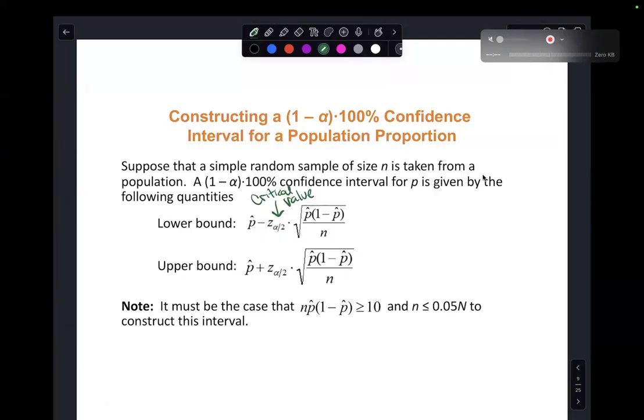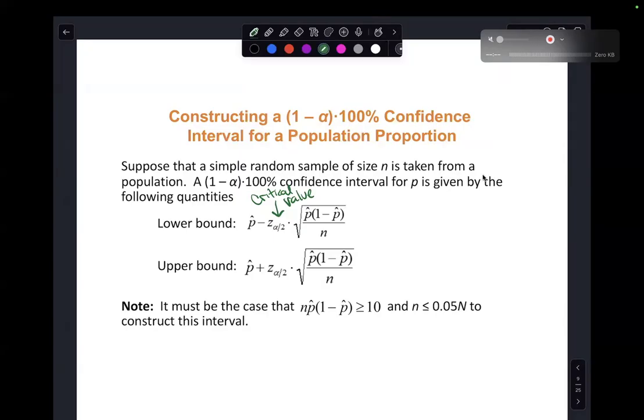I take that critical value and I multiply it by the new standard deviation so that I can get the actual data value or the distance, the actual percent, because this is population proportion. So I want to get the value of the top and the bottom of my confidence level.